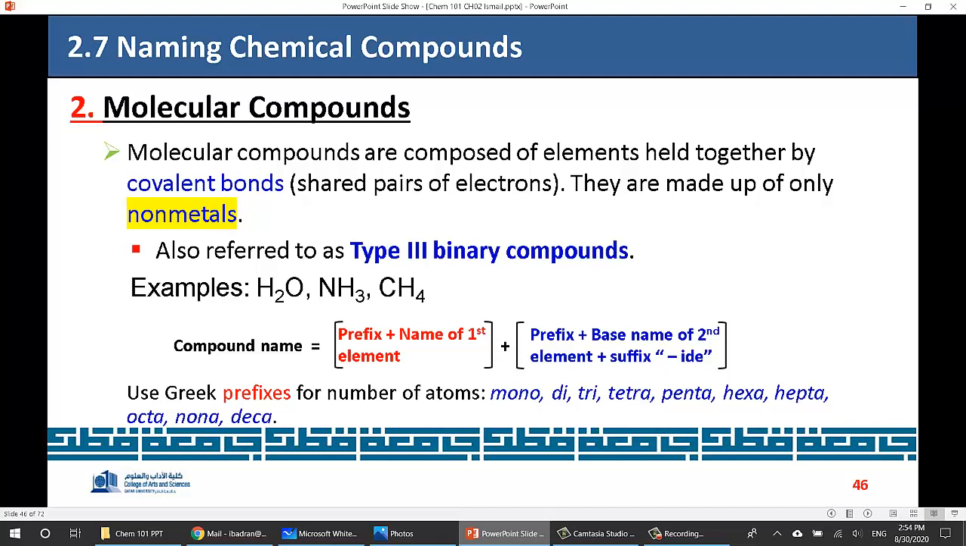So water is water, H2O. Everybody on Earth knows that. But few people know that the systematic or the actual name of water is dihydrogen oxide. Dihydrogen because there are 2 hydrogens, and then oxide because it's one atom. So mono, di, tri, tetra, penta, hexa, hepta, octa, nona, deca. Those are the prefixes used to represent the numbers 1 to 10.